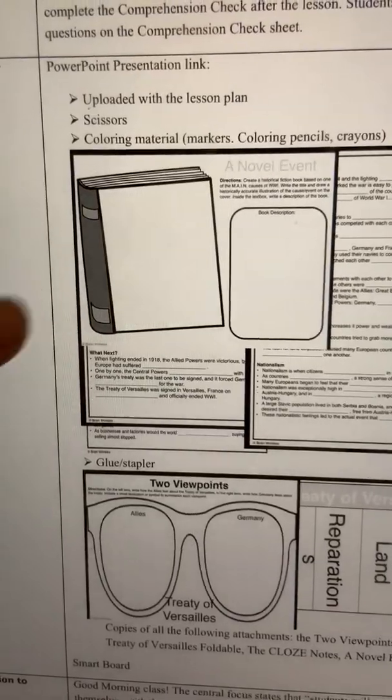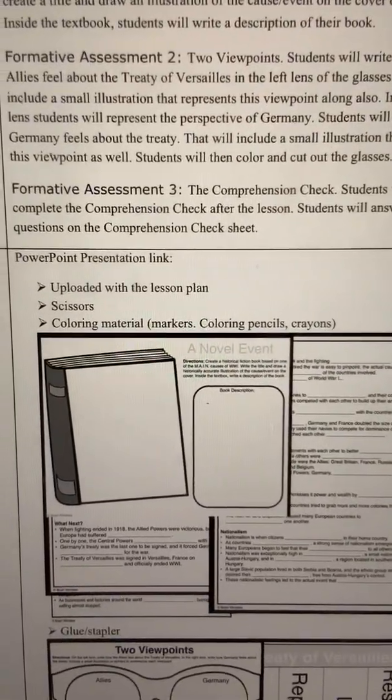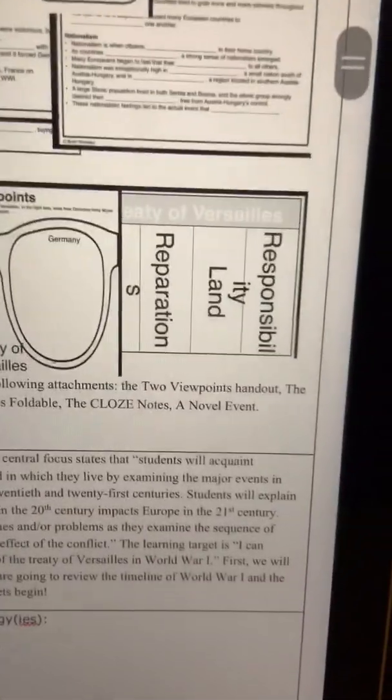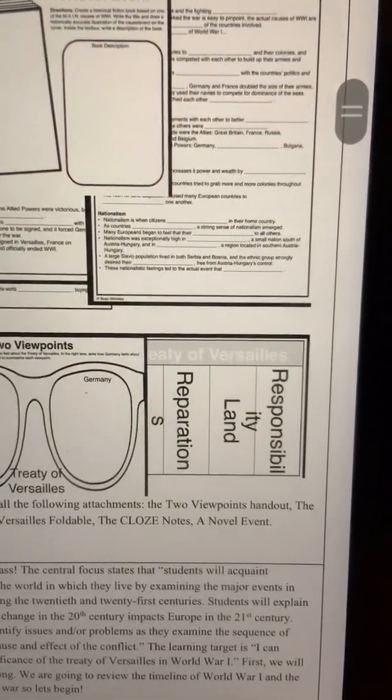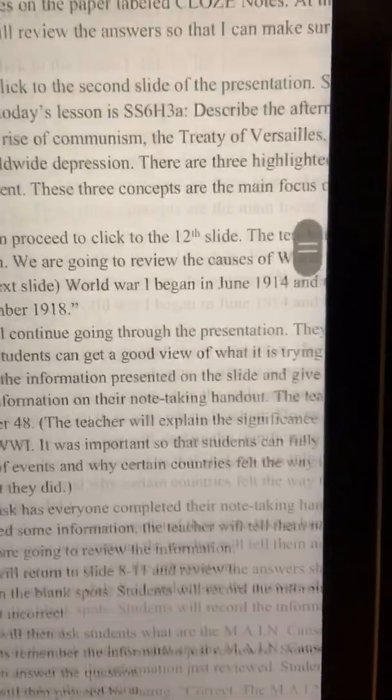And then the third one is the comprehension check. This is a sheet where students will be able to show what they have learned from the lesson, and what information they have retained from the lesson after the teacher has gone over it.